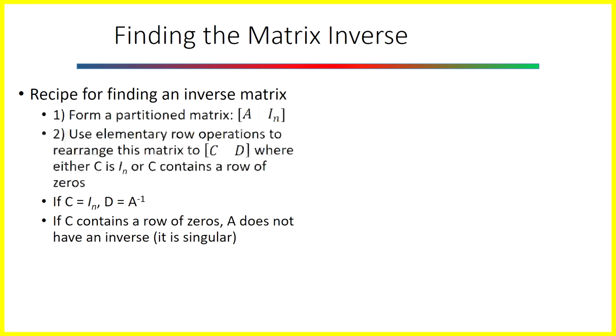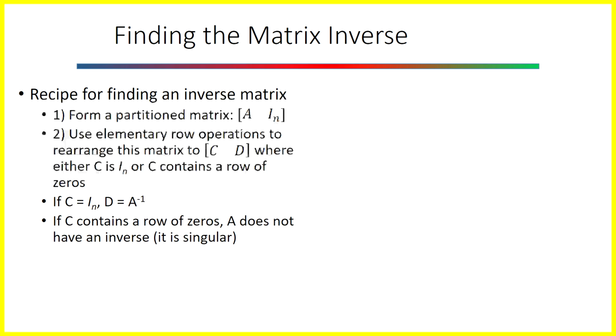If we are able to work it out so that C contains the identity matrix, then D is actually the inverse of A. On the other hand, if C contains a row of zeros, then we have determined that A does not actually have an inverse. In this case, we refer to it as a singular matrix.